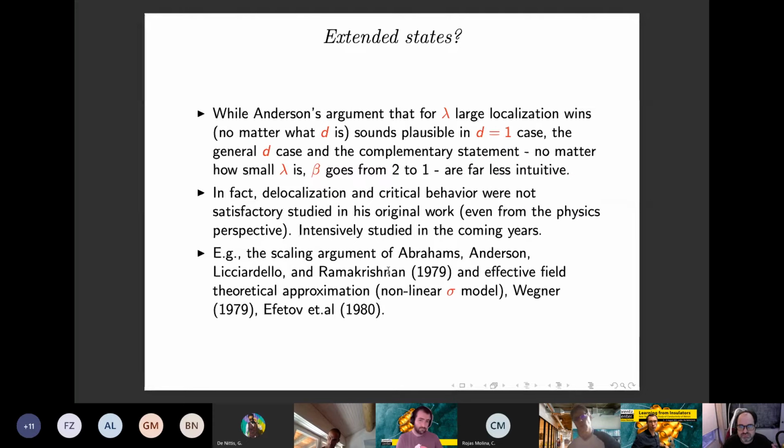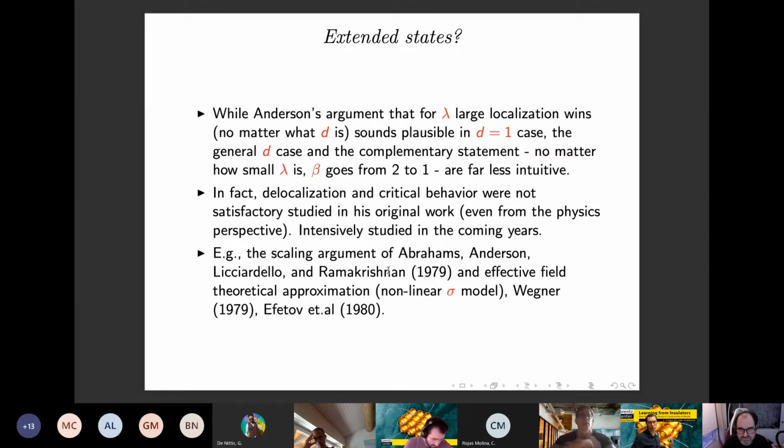So it's a plausible argument that, at least for large lambda in dimension 1, what you get is going to be localization. But in the general dimensional case, the complementary statement of Anderson, that no matter how small lambda is, you will see diffusion, is far less intuitive even on the physical level. So in fact, delocalization and critical behavior were not satisfactorily studied in this original work, even from the physics perspective. And it took physicists some 20 years before they were more satisfied with these arguments.